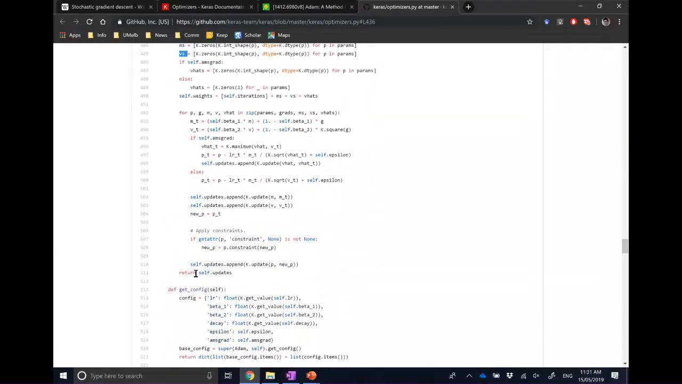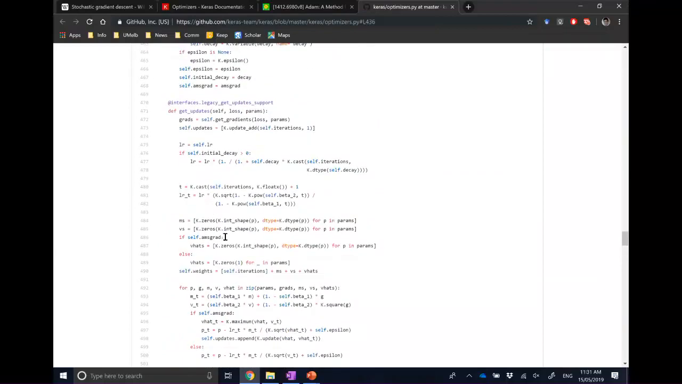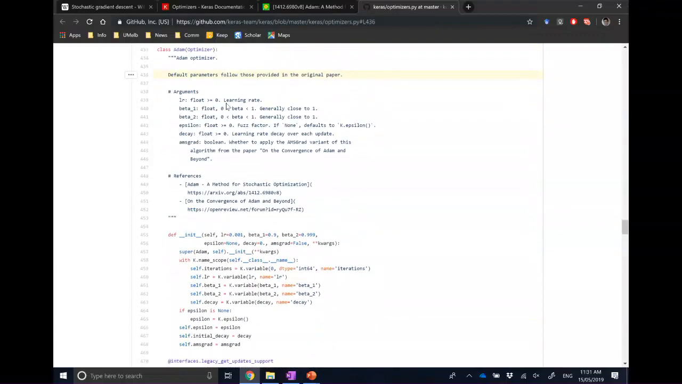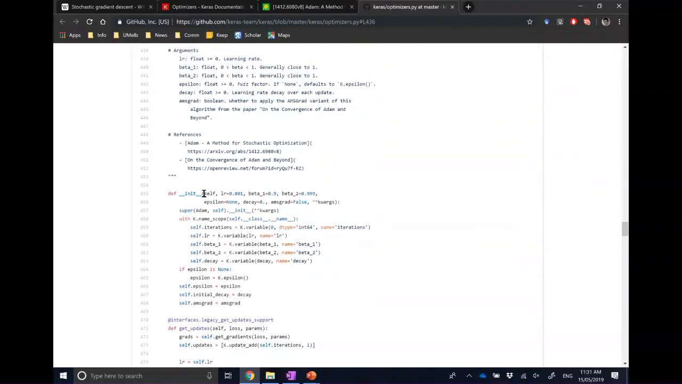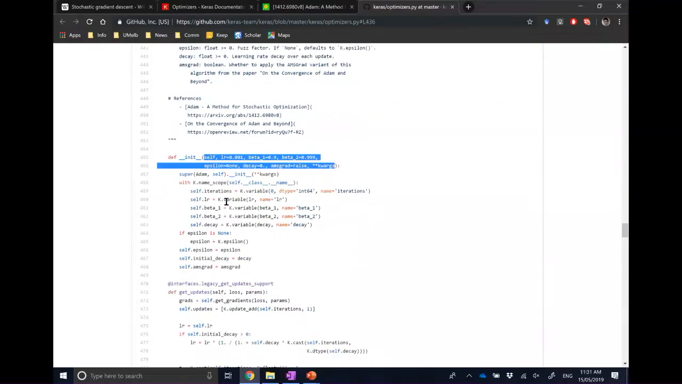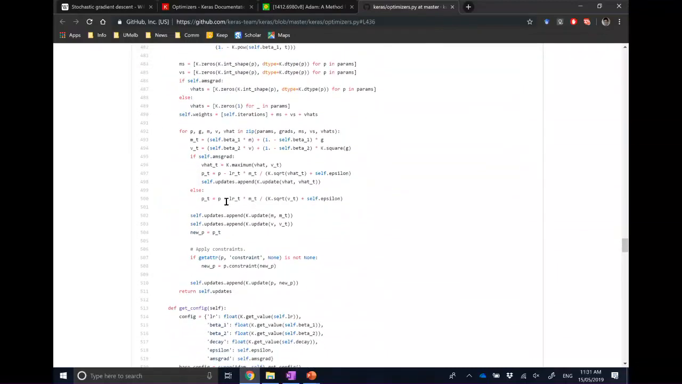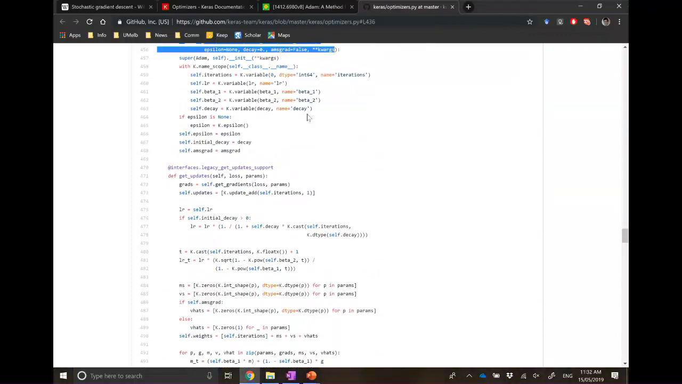Then you do the optimization here, right? Returns the updates. So it takes as input a function with the input. Init gets the different parameters, learning rate, beta, etc. And then it gives you the updates themselves. Here you go. So as I was saying, pretty open.